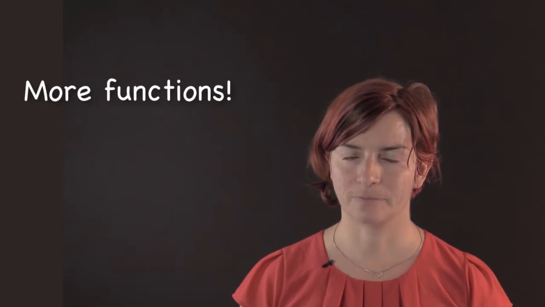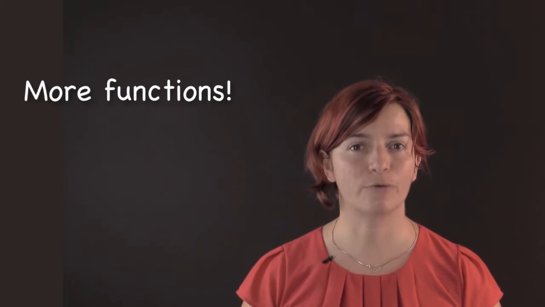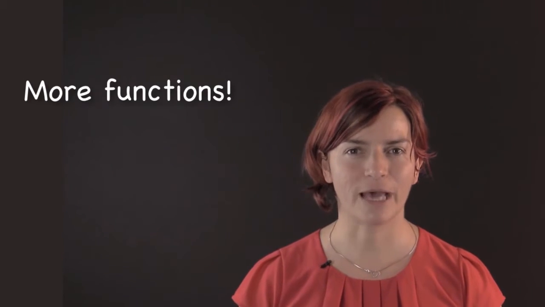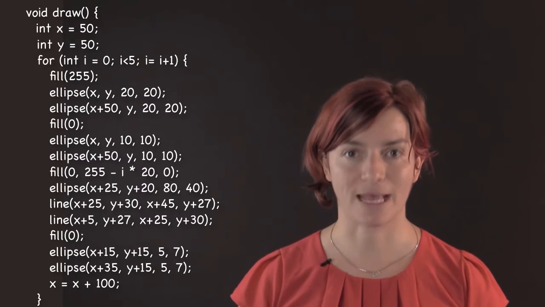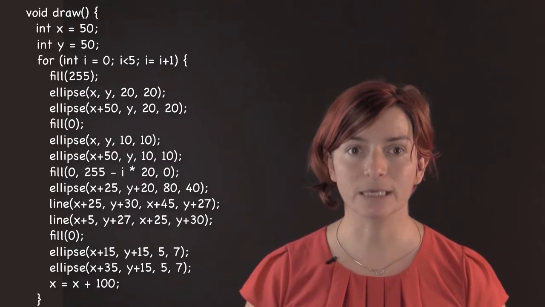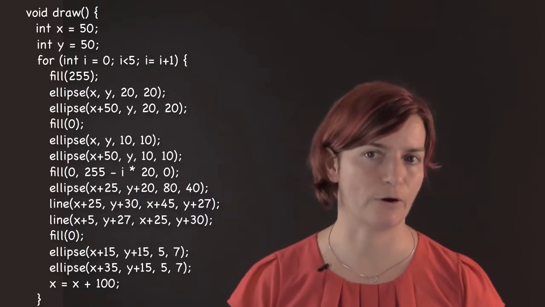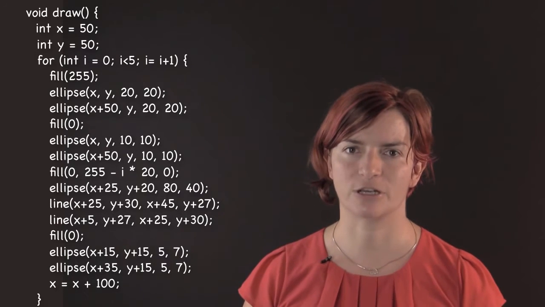Let's try another example. Remember how we drew this grid of frogs a while ago? The code for that looked like this. As you can see, it was pretty massive. An obvious building block for this is the drawing of the frog face. Let's try to write a function for that.